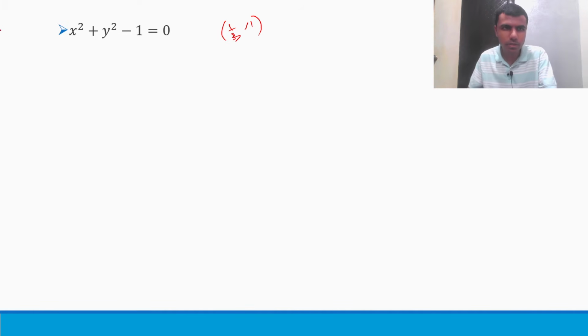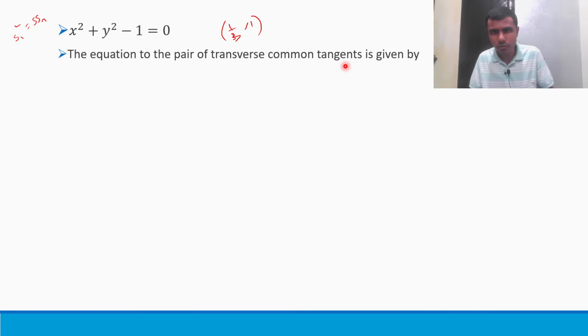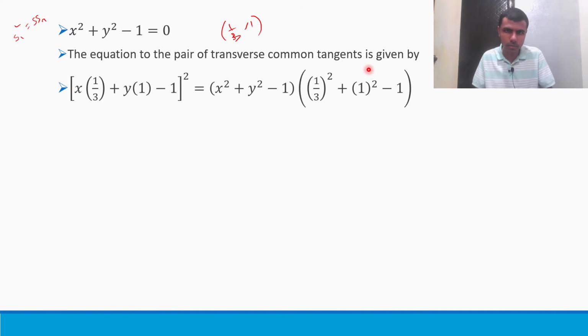Again same, S1 square equal to S11. So the equation to the pair of transverse common tangents is given by this. Again x1, x into 1 by 3 plus y1, y into 1 minus 1 whole square is equal to S into S11. S means what? In place of x and y, put 1 by 3 and 1. So that's how I'd get this. Okay, chalo, let's go ahead.